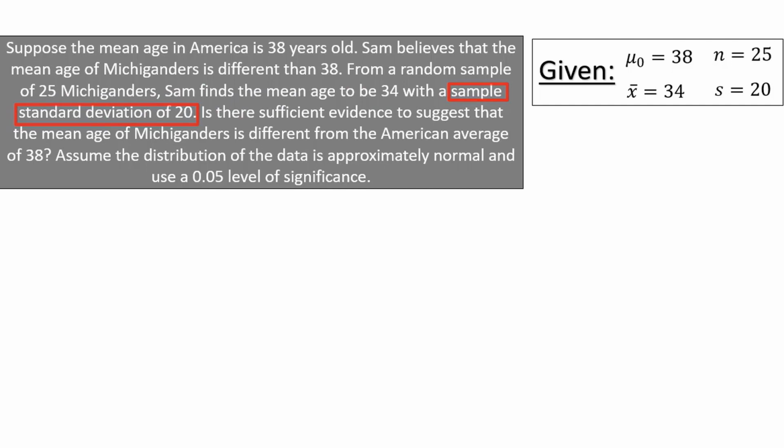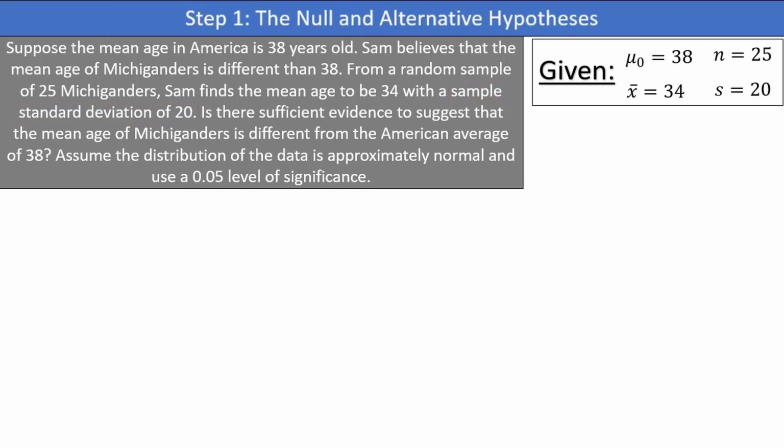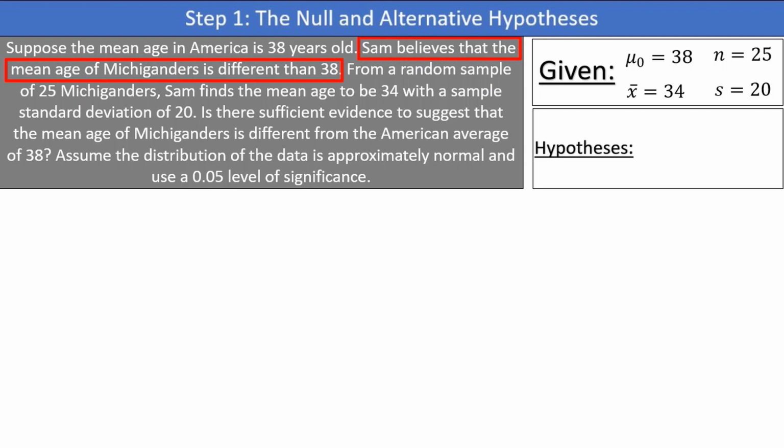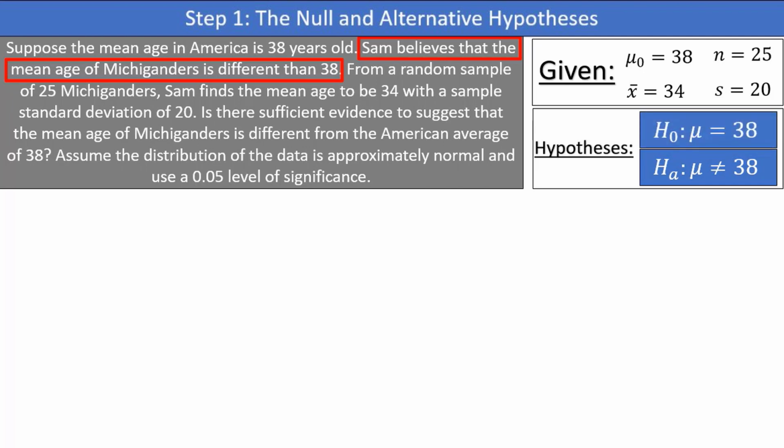This time the standard deviation was calculated from a sample and is therefore S, the sample standard deviation. Let's go through the 3 steps again. Step 1. The null and alternative hypotheses. Again, I like to start with the alternative hypothesis. Notice that this time, we aren't sure whether or not Michiganders live longer or shorter than Americans. We just think there's a difference. That means our alternative hypothesis must be mu is not equal to the American average of 38, and the null hypothesis will be the opposite. Mu is equal to 38. Since the alternative hypothesis has a not equal to sign, we know we have a two-tailed test this time.